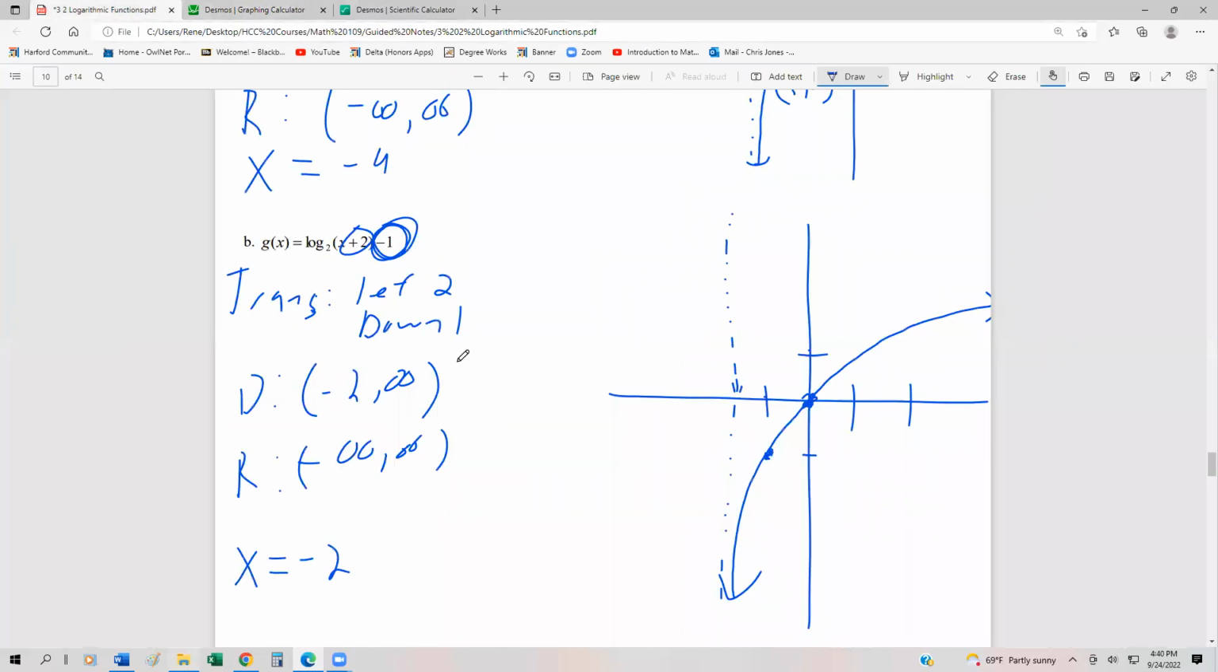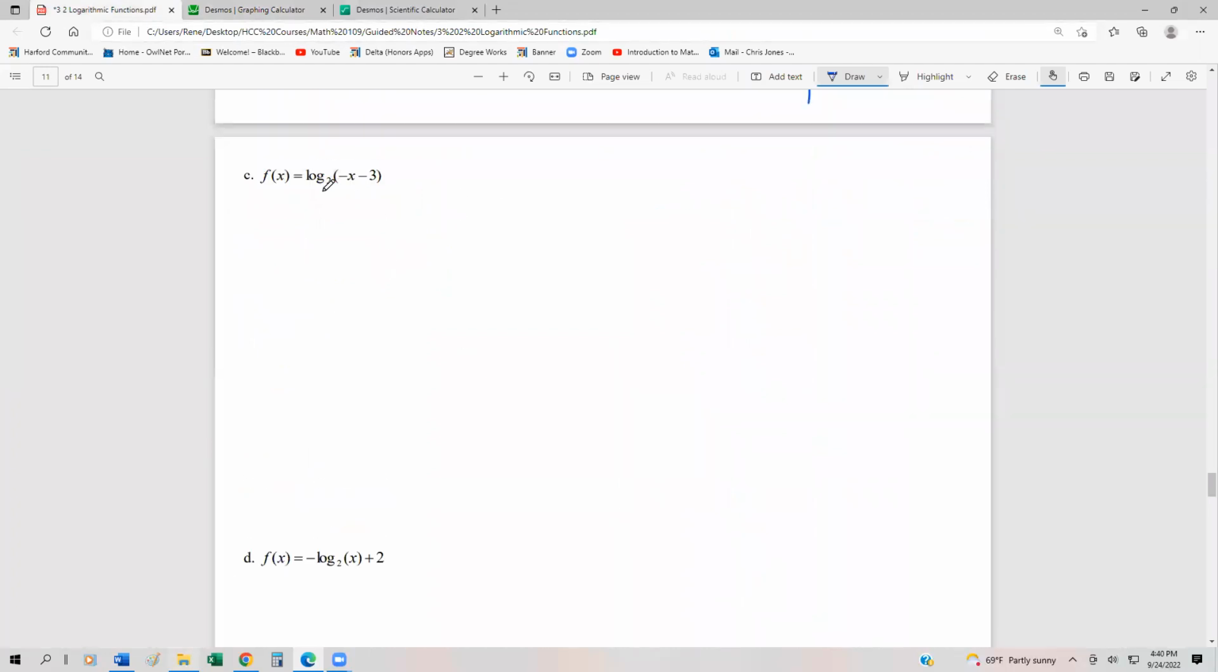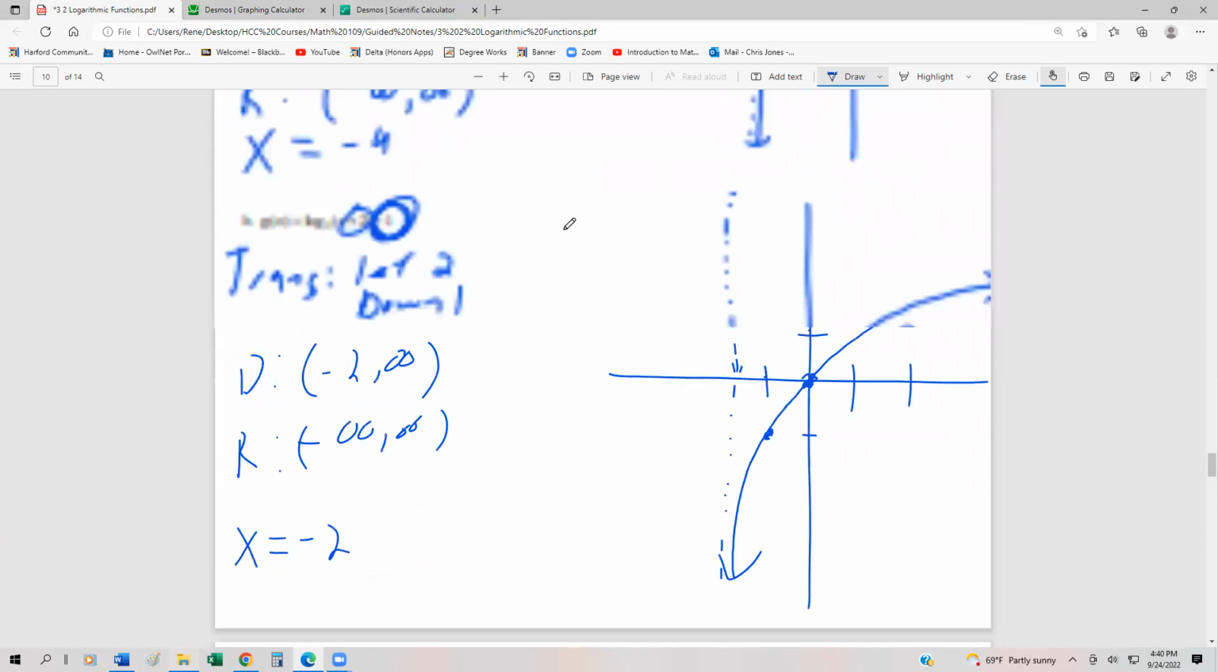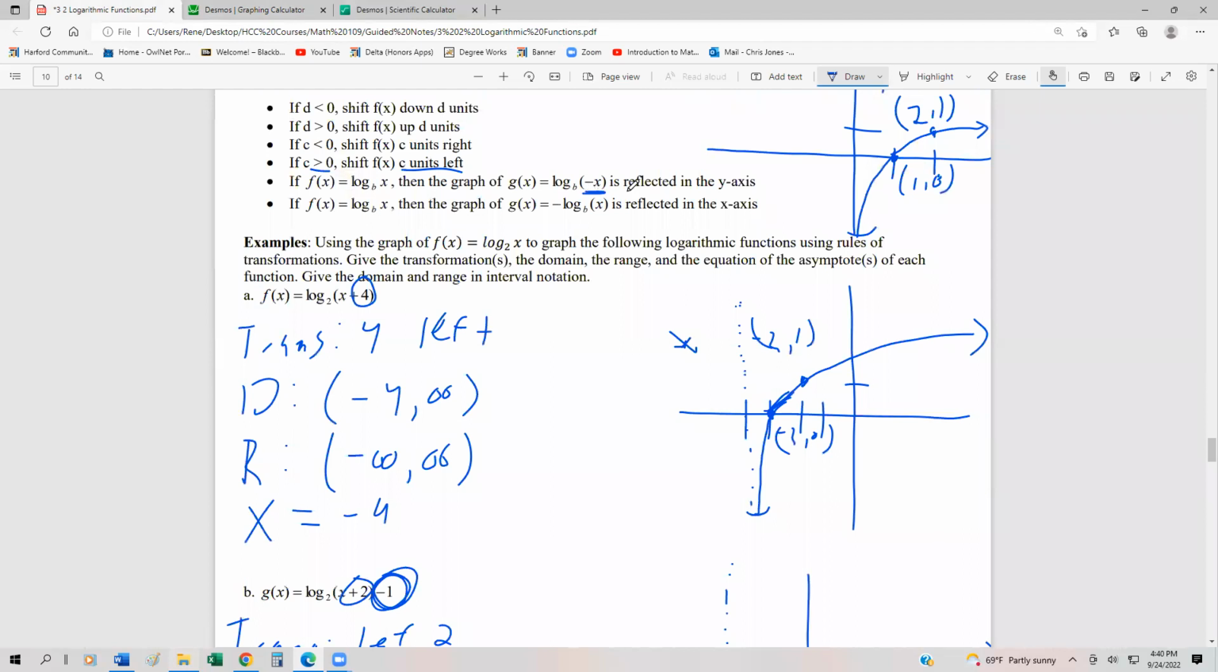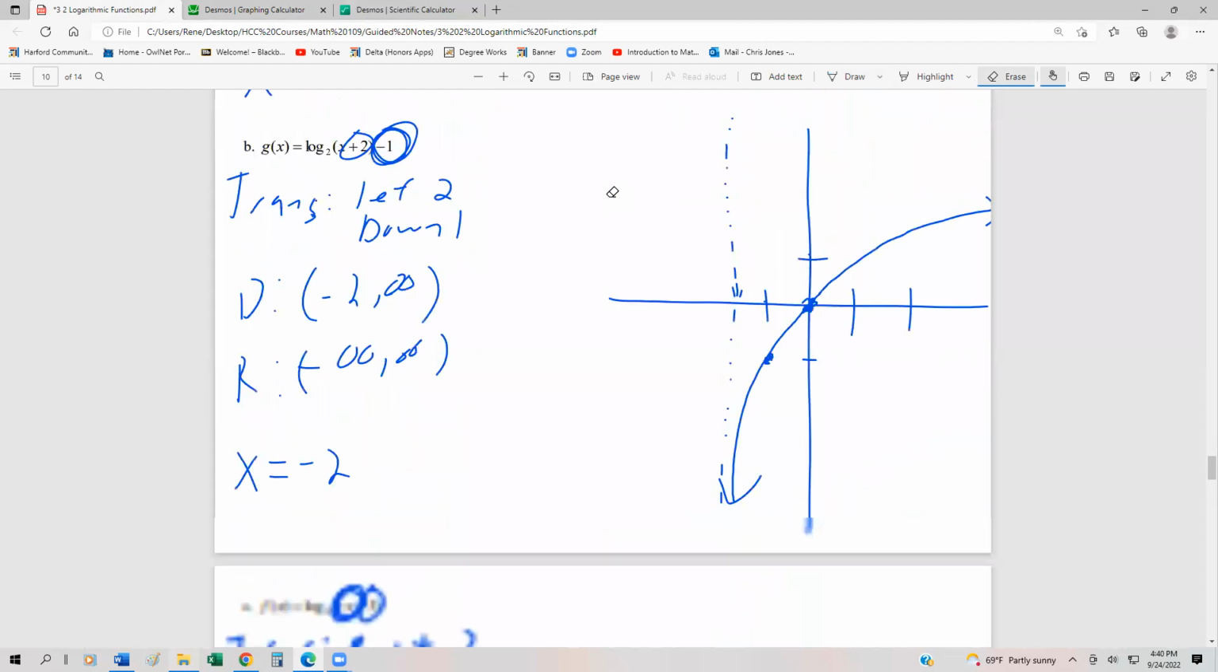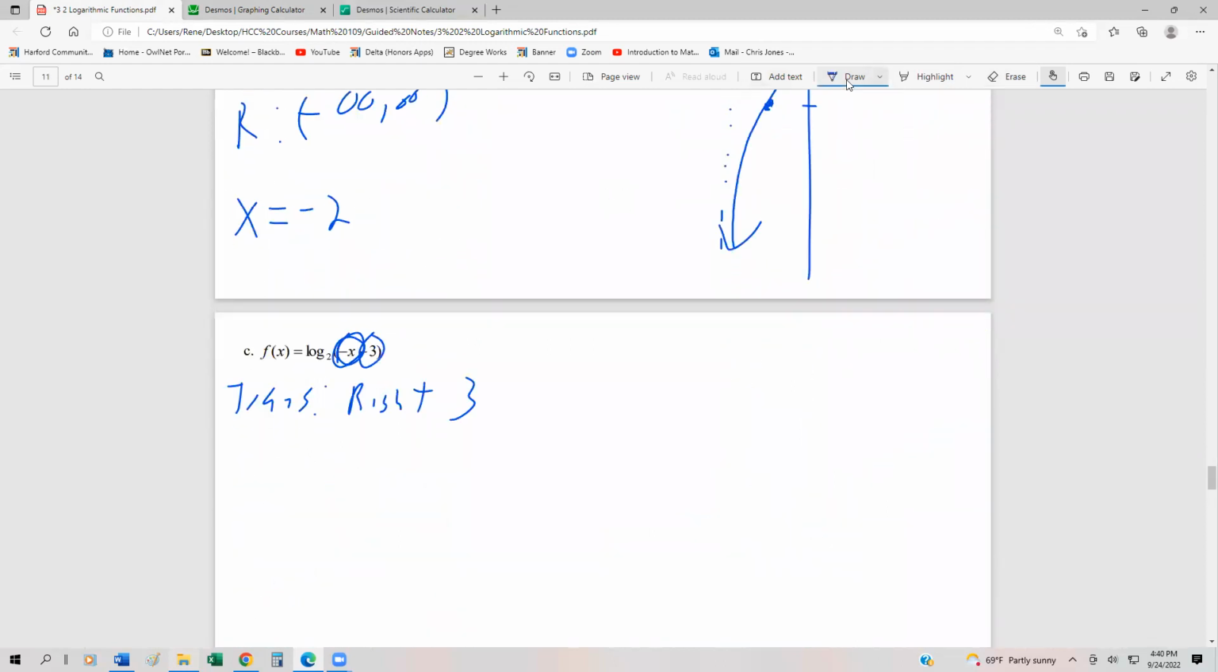As we're doing this, reflections. So we have log base 2 of -x minus 3. So 2 transformations. The first one is that we move right 3. And then we're also going to reflect in the y-axis. Remember, if the negative is on the inside, we reflect in the y-axis. So down here we have right 3, and we're going to reflect our graph in the y-axis.